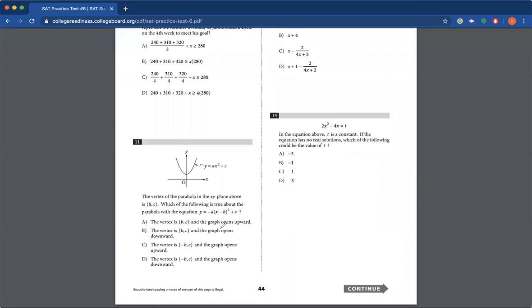Now let's go. The vertex of the parabola, and this is which of the following equations. Oh, I don't like this. I hate graphs, but we have to deal with what we have to deal with.